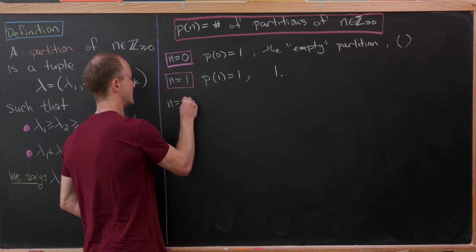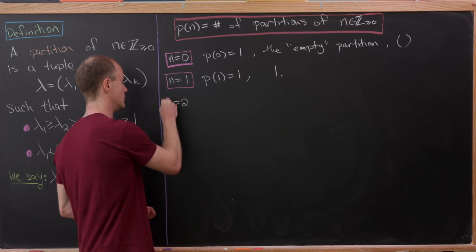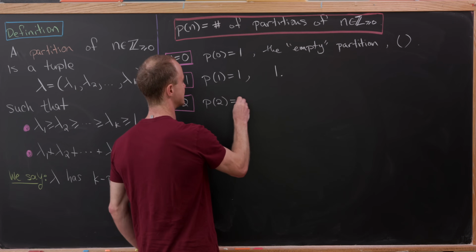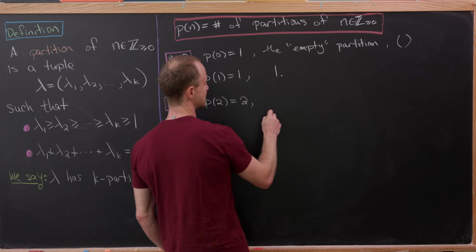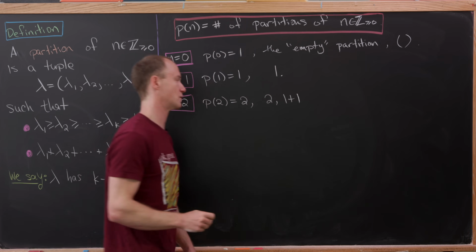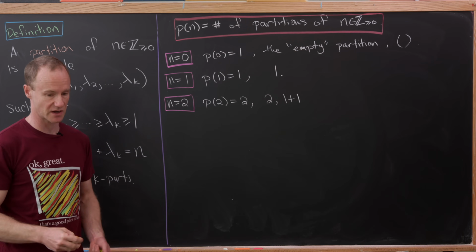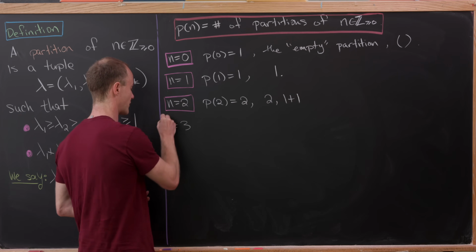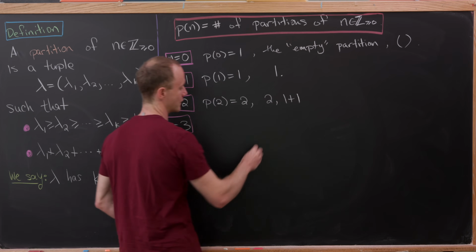Now, moving on, so n equals 2, we can pretty quickly see that P of 2 is equal to 2. And that's because, well, we have 2 and we have 1 plus 1. Those are our two partitions of 2. Now, let's move on. N equals 3. Let's see if we can count those up.